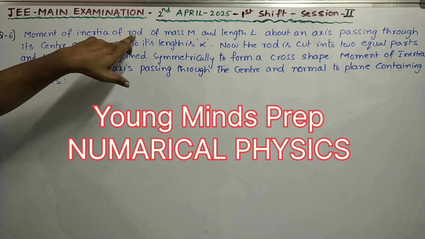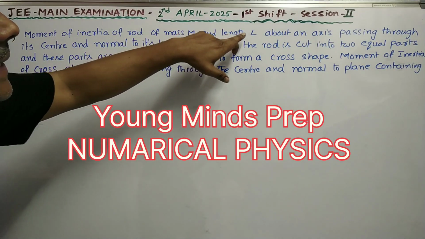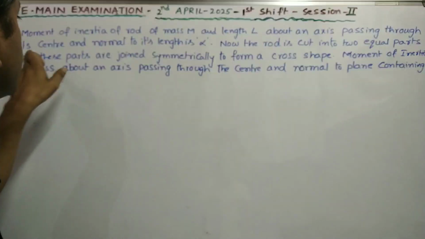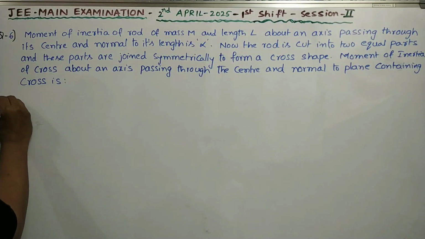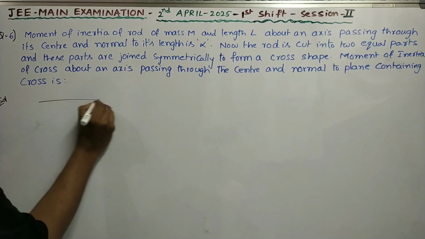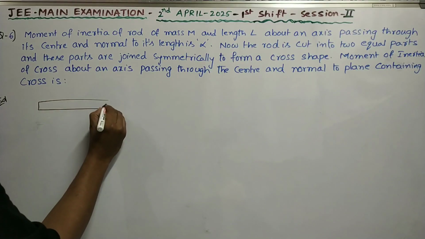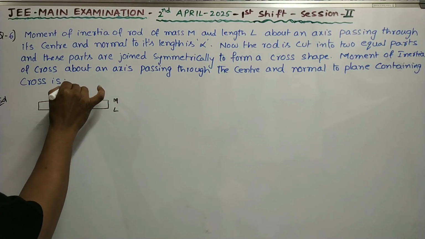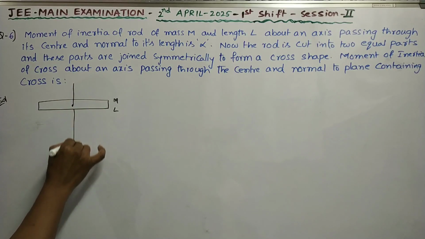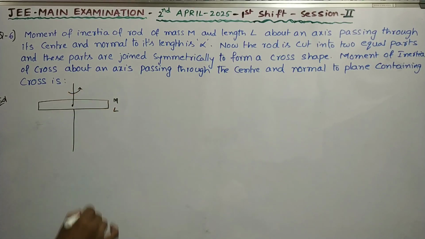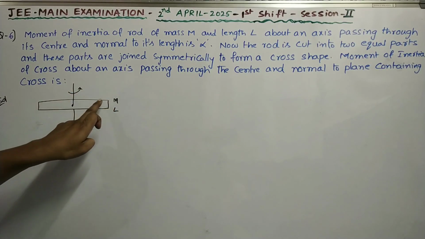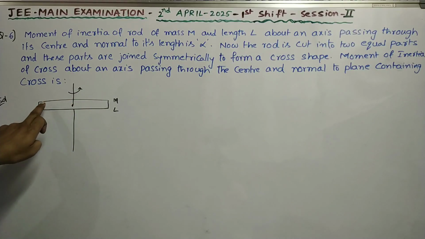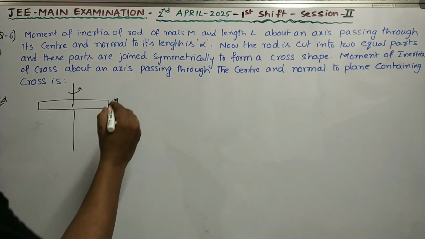Okay, right. The sixth question. Moment of inertia of a rod of mass m and length L about an axis passing through its center. To see what is given, this is the rod. Its mass is m and length is L. Now it rotates about an axis passing through its center and perpendicular to its length, and the moment of inertia is alpha.